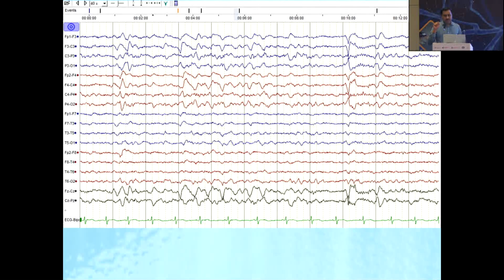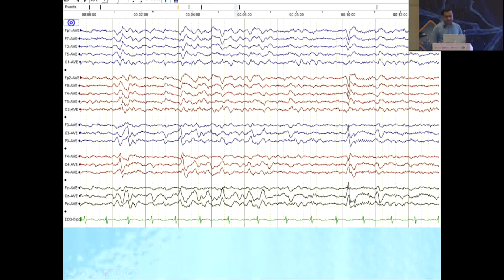Why I told you common average is difficult: anybody looking at this bipolar montage will easily see that these are the vertex waves, which are commonly seen in the central area. But the same thing in the referential montage is a bit more difficult to appreciate, to see where these vertex waves are. And this is the same page in the average montage.